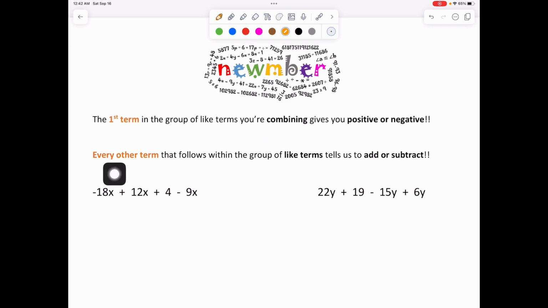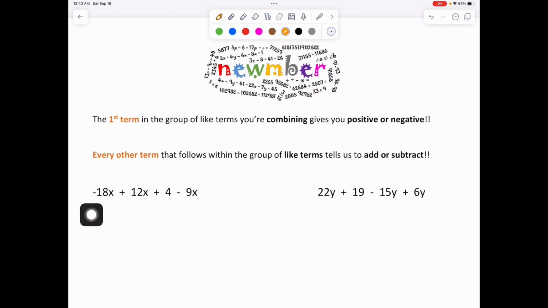Okay, and just some quick notes for us. The first term in the group of like terms you're combining gives you positive or negative. Every other term, it doesn't matter if there's 1 behind it, 2 behind it, 3 behind it, and so on and so forth, that follows within the group of like terms tells us to add or subtract.